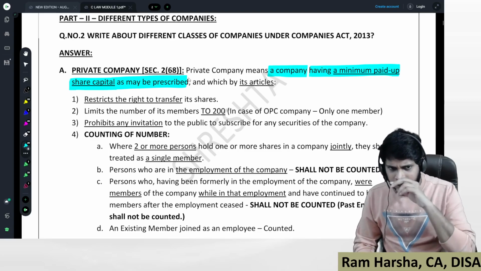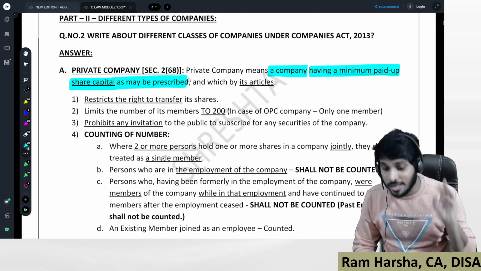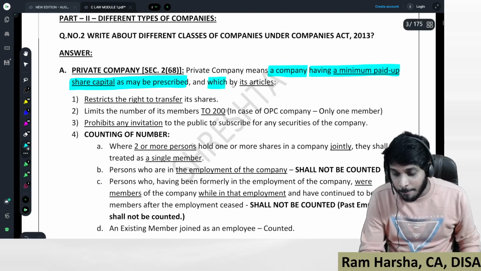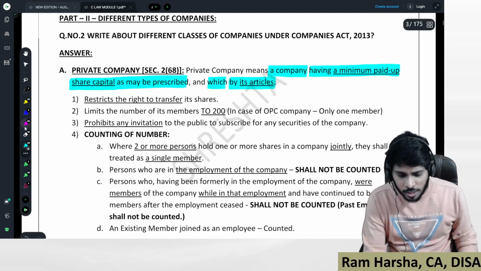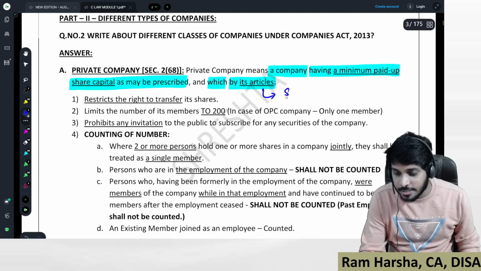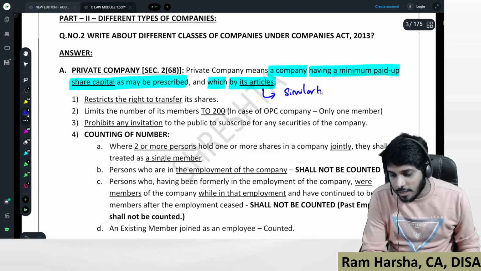As may be prescribed means how much is prescribed? Nothing. And which by its articles. What is articles? I told you articles is something similar to partnership deed.